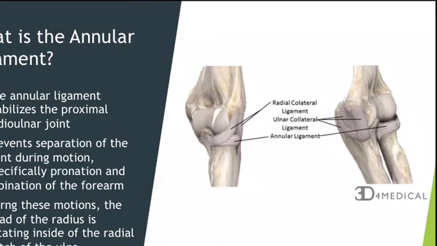The ligament stabilizes the proximal radial ulnar joint by keeping the radial head inside of the radial notch of the ulna. It stabilizes the joint during elbow joint motions, more specifically during pronation and supination, in which the radial head rotates against the ulna to provide range of motion.